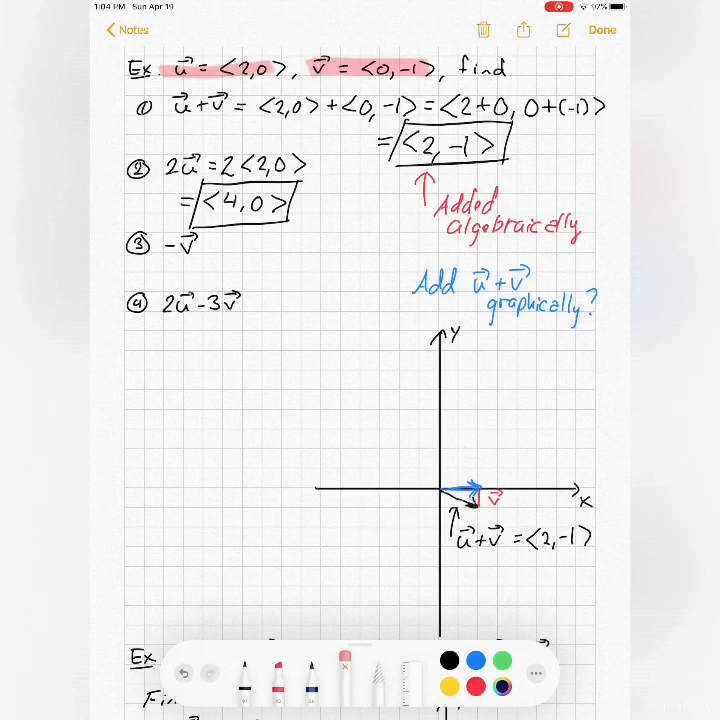well, let me see. Here's the vector u again. The vector u, let's go right 2 and up 0. So wouldn't it make sense that twice that would just say, go right 4 and up 0? So there's the vector twice u.